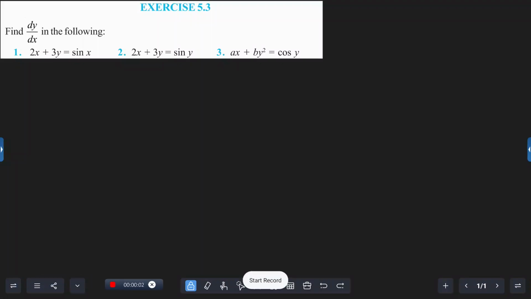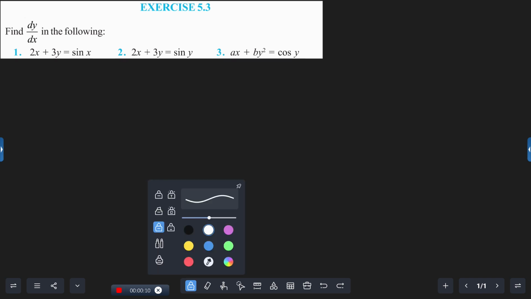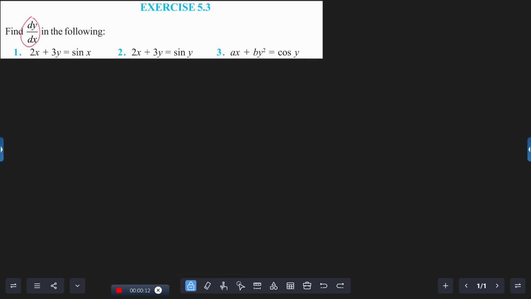Students, listen. This is chapter number 5, continuity and differentiability. Exercise 5.3 we are going to start in this video. We are asked to find dy by dx. So the first question I am taking, kindly listen: 2x plus 3y equals sin x.